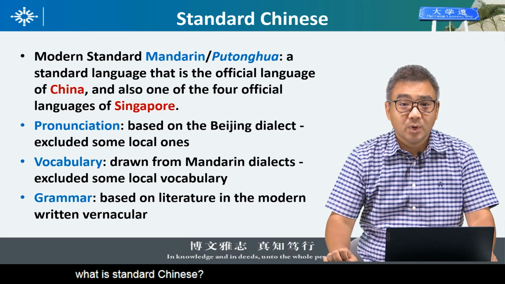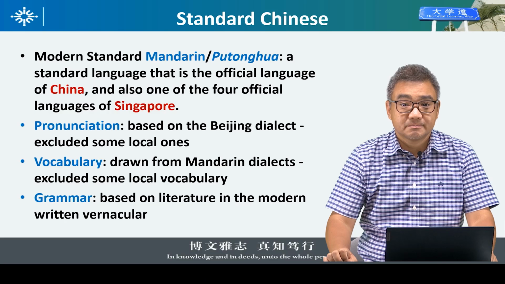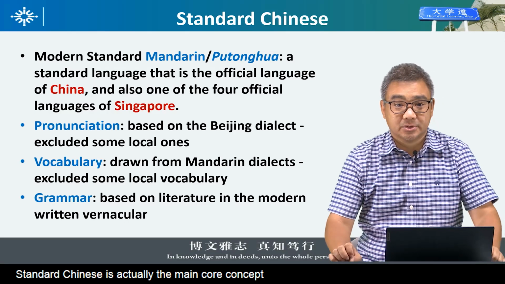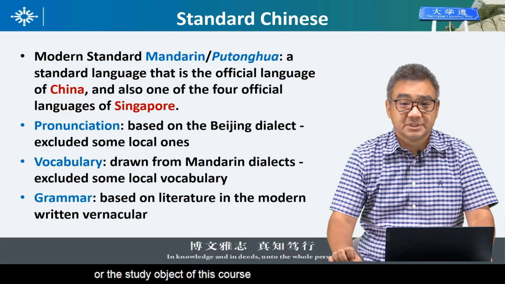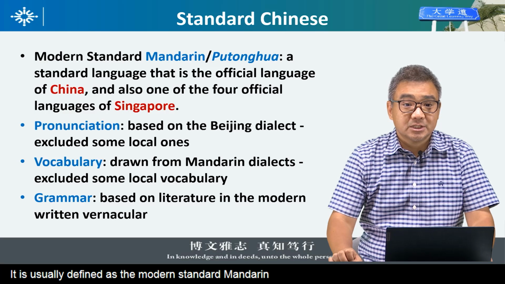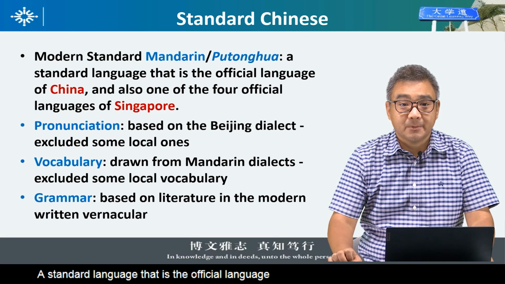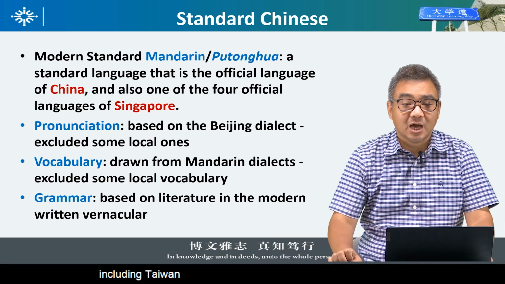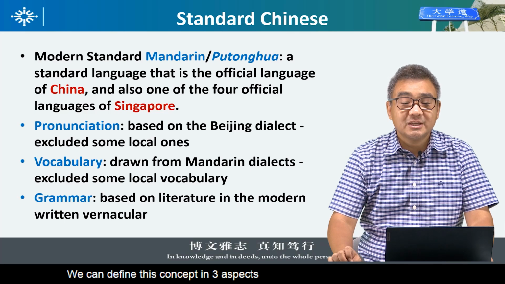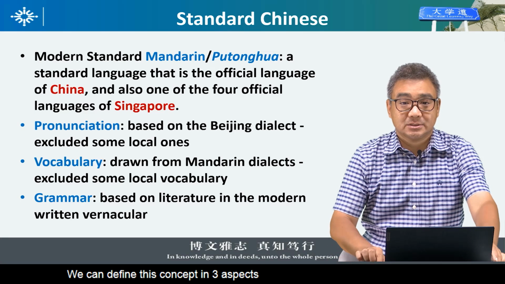First, what is Standard Chinese? Standard Chinese is actually the main core concept, or the study object, of this course. It is usually defined as modern Standard Mandarin, or 普通话, a standard language that is the official language of China, including Taiwan, and also one of the 4 official languages of Singapore. We can define this concept in 3 aspects.